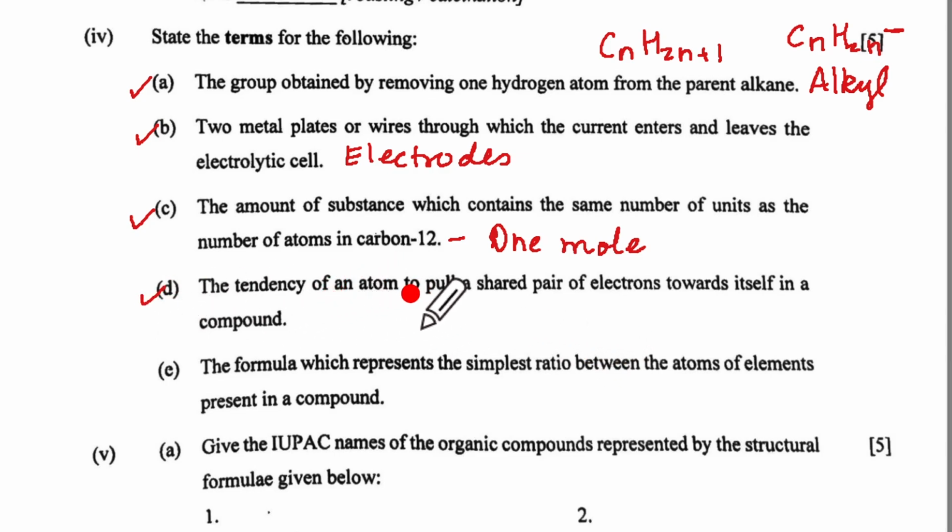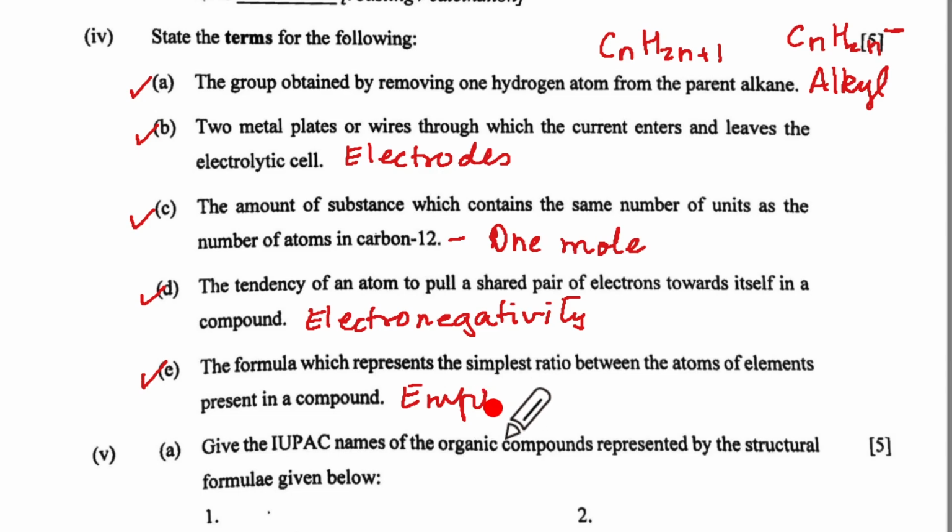D. The tendency of an atom to pull a shared pair of electrons towards itself in a compound, it is electronegativity. We come to E, the formula which represents the simplest ratio between the atoms of elements present in the compound. Simplest ratio means it will be empirical formula. So that finishes 20 marks of this question too.